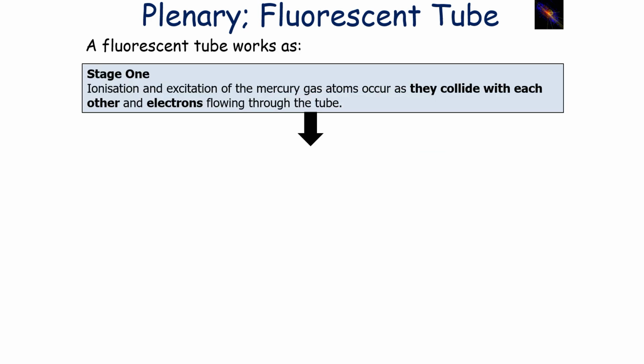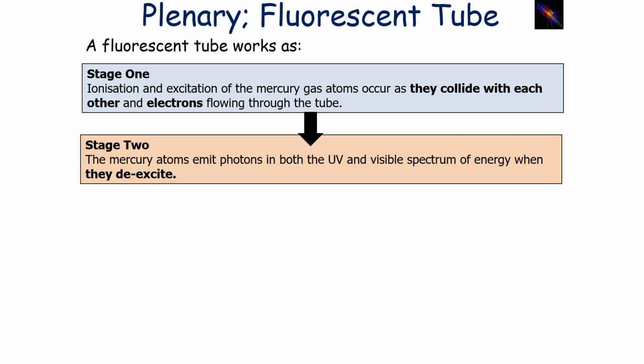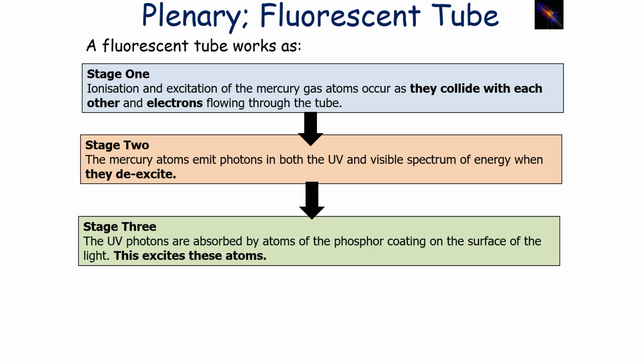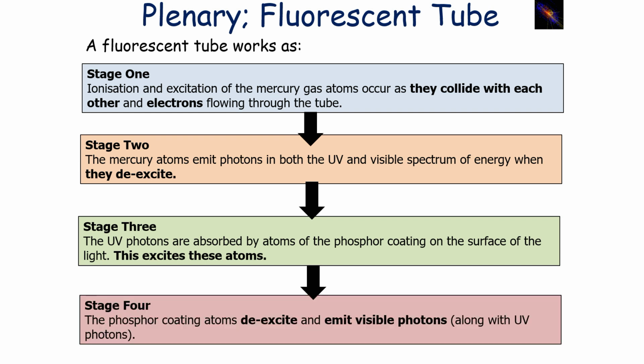So stage 1, ionization and excitation of the mercury atoms occur as they collide with each other and electrons flowing through the tube. Over time, the mercury atoms emit photons when they de-excite in both the UV and visible spectrum. The UV photons are absorbed by atoms of phosphorus coating on the surface of the light, which excites these atoms. They then de-excite and emit visible photons.